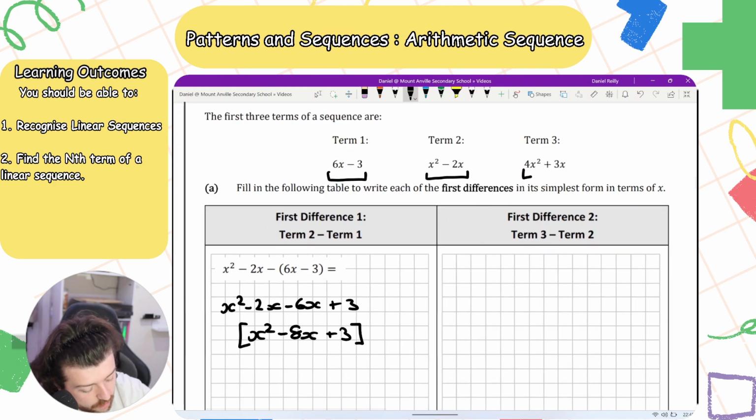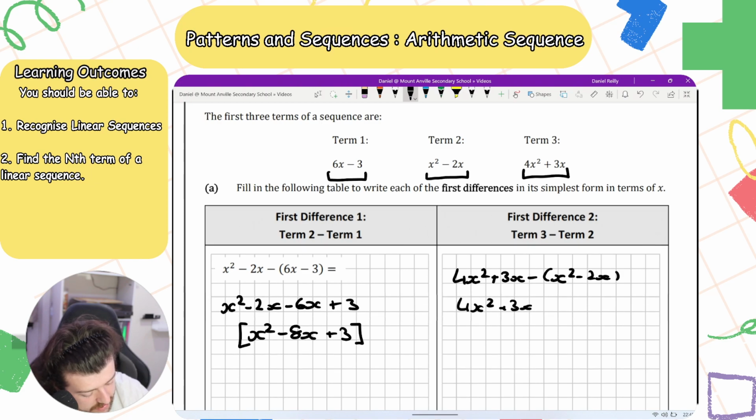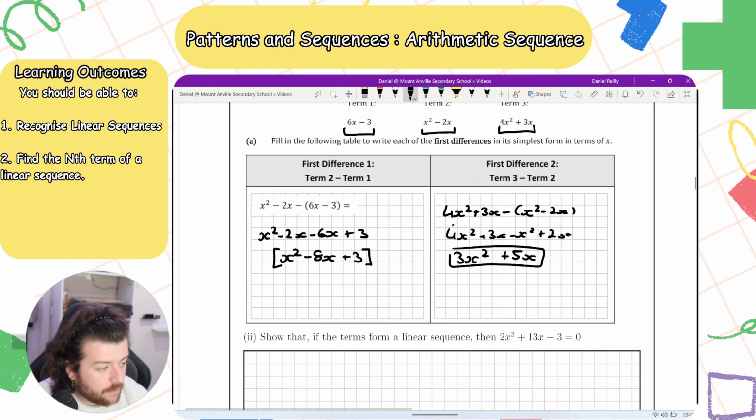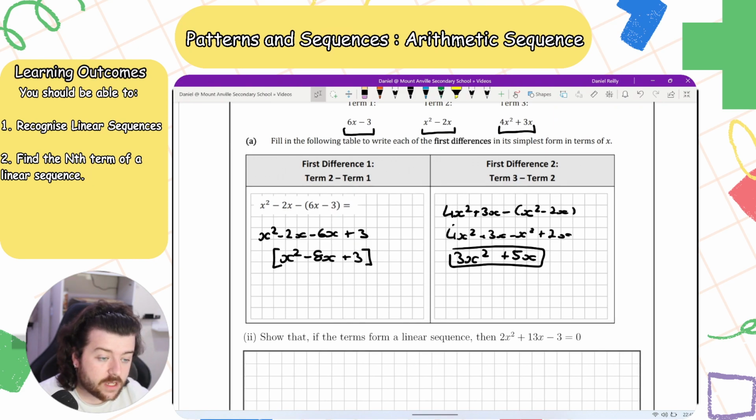So here, I know I want to find term 3 minus term 2. So 4x squared plus 3x minus x squared minus 2x. So 4x squared plus 3x minus x squared plus 2x, because remember minus by minus is a plus. 3x squared plus 5x. There it is there. So I found now two expressions for my first difference.